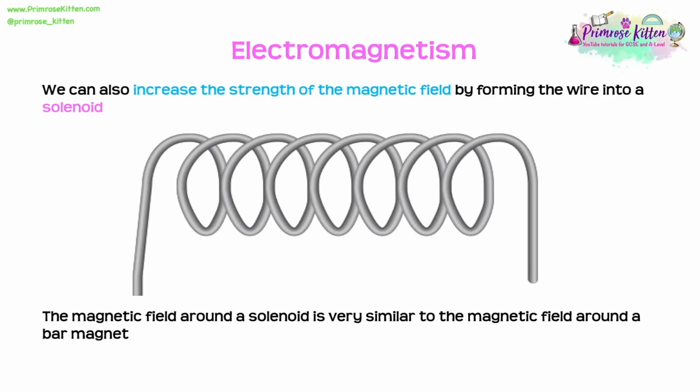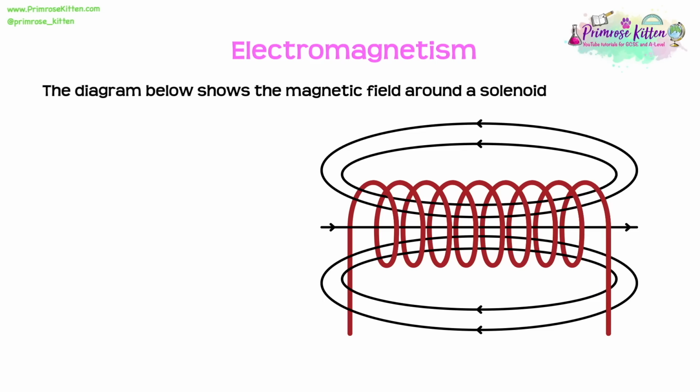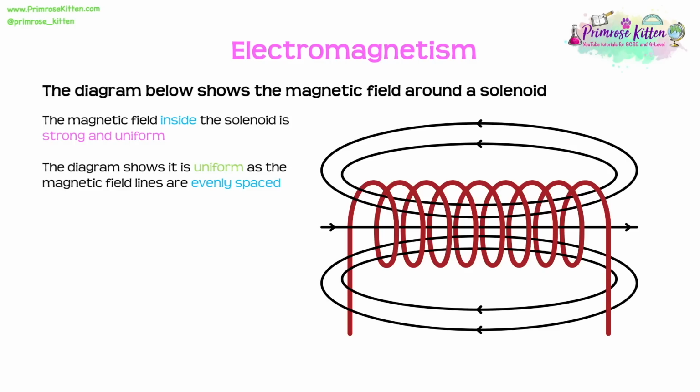We can also increase the strength of the magnetic field made by a wire by curling it into a solenoid, which looks just like this. The magnetic field around a solenoid actually ends up being very similar to the magnetic field around a bar magnet. The diagram here shows what that magnetic field around a solenoid looks like. You can see that inside the solenoid it is strong and uniform. We can see it's uniform because the magnetic field lines look evenly spaced. And we can also see that they're close together inside that solenoid, which is what shows that it's strong.